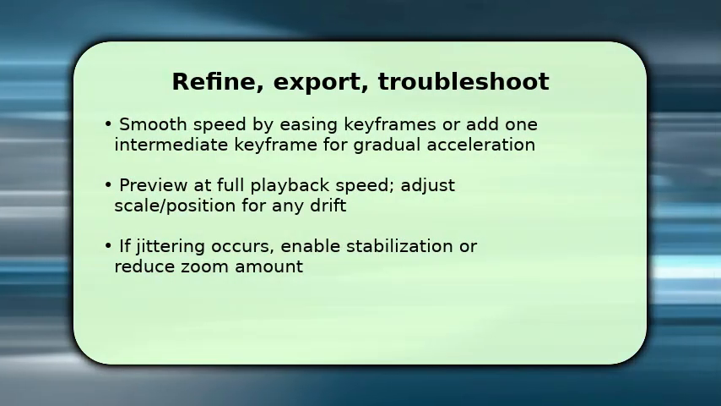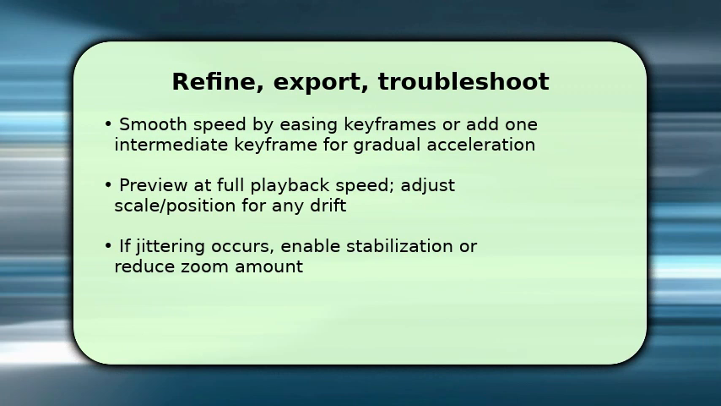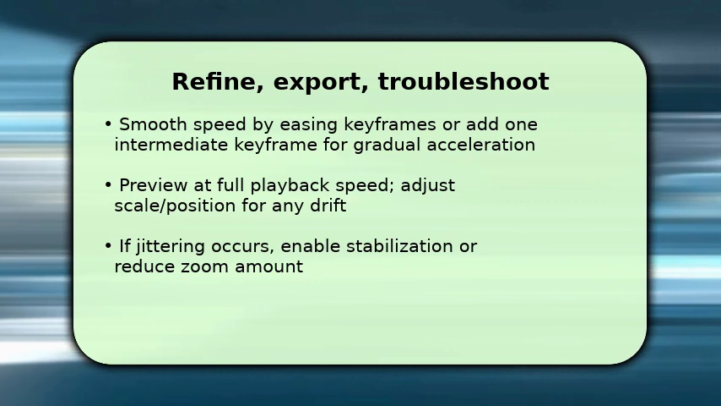Finally, refine the zoom and export. Play the clip at full speed and watch for abrupt changes. If it feels mechanical, add easing or insert an intermediate keyframe to soften acceleration and deceleration. Make tiny position tweaks so the subject doesn't drift off-center. When satisfied, export with your chosen resolution and frame rate.